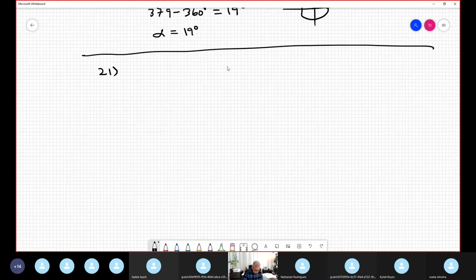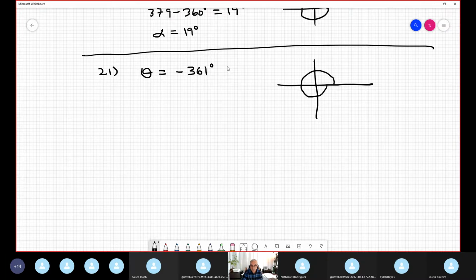21 is negative, theta is equal to negative 361. Immediately you see negative angle. It's because the angle rotates, pero clockwise. Not in the conventional direction, which is counterclockwise, it's clockwise. It's like that. 360 is this. But you know, stop. And 361 is 1 degree more.